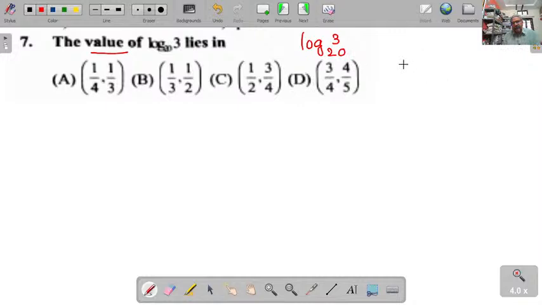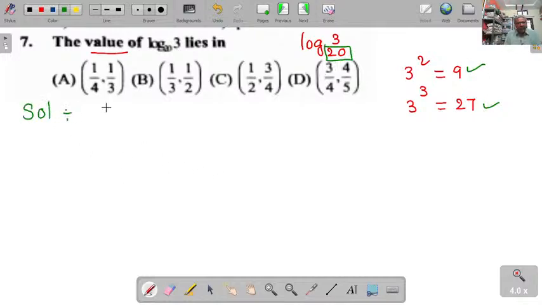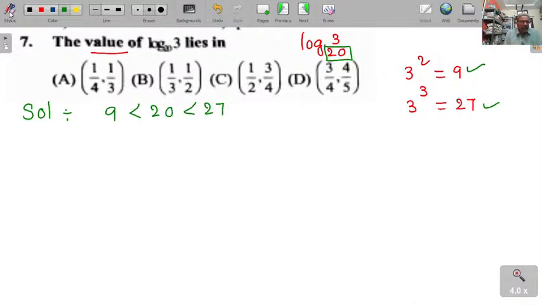Now you see the 20. For example, 3 square is equal to 9, and 3 cube is equal to 27. That means this 20 obviously lies between 9 and 27. So we can establish an inequality like this: 9 less than 20, 20 less than 27. Am I correct? So 9 we can express as 3 square, less than 20, less than 27 which is 3 cube.